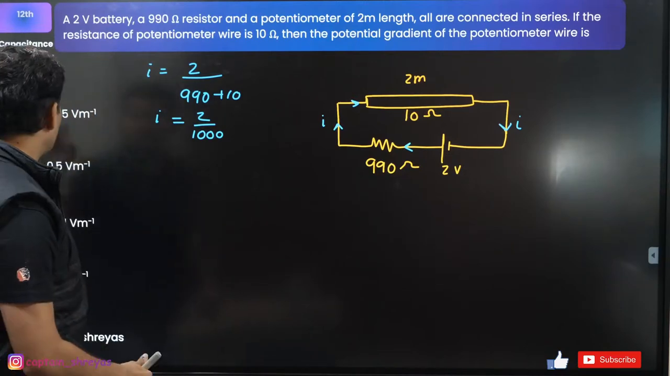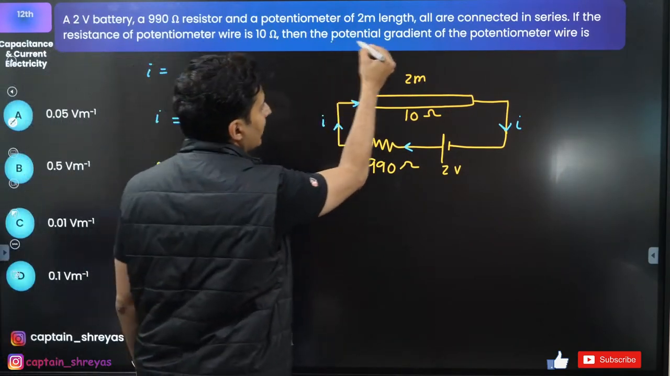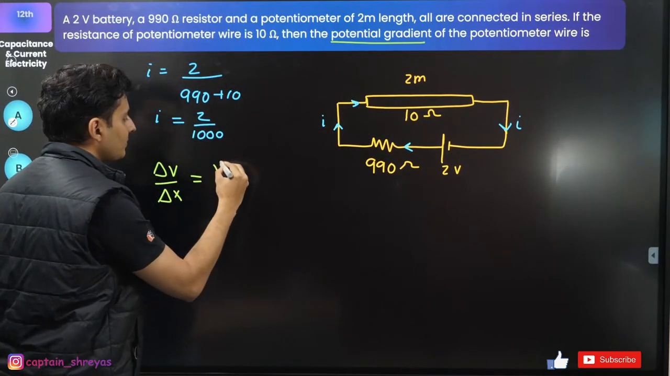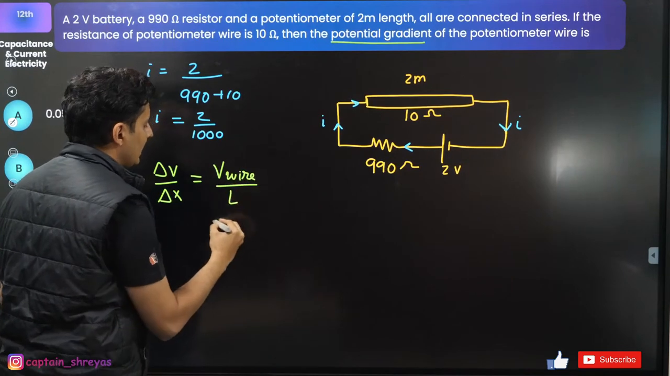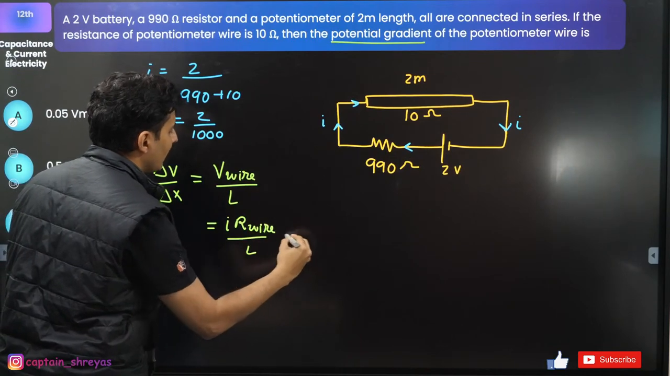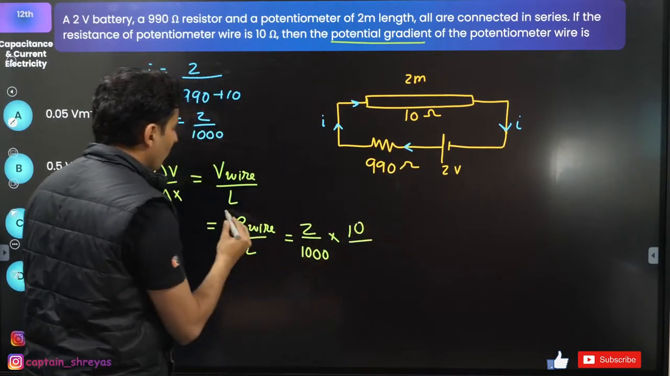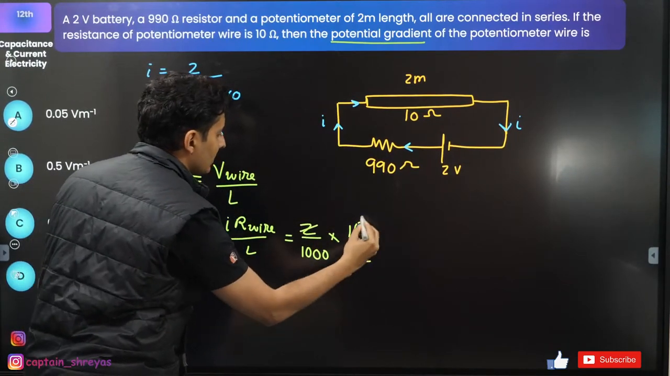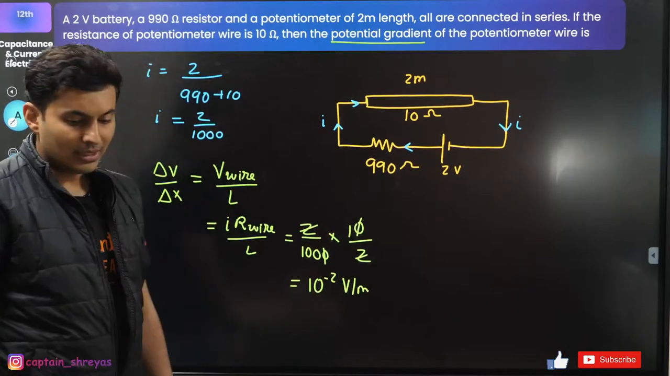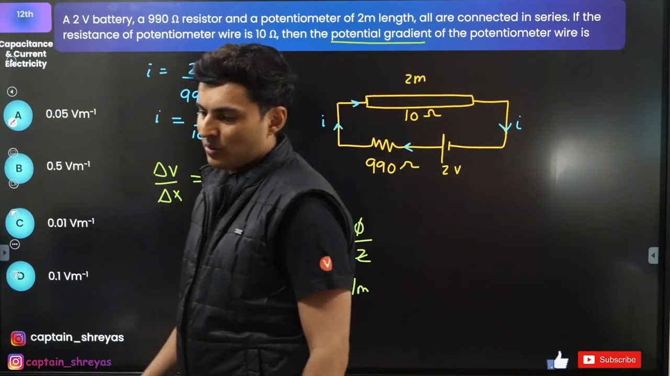Once I know the current, in order to find the voltage per unit length or the voltage gradient, I will take the voltage across these two points, voltage across the wire, and divide it by the length of the wire. Voltage of the wire is current into resistance of that wire. What is the current? It is basically 2 by 1000. What is the resistance of the wire? It is 10. What is the length of the wire? It is 2. 2, 2 cancels, 1, 0 goes. I'm just left with 10 to the power minus 2 volts per meter. Yes, option C is correct. 10 to the power minus 2 is 0.01. Perfect.